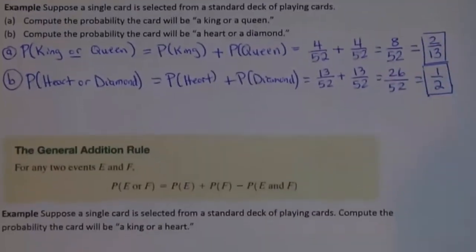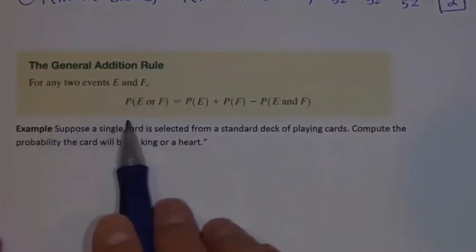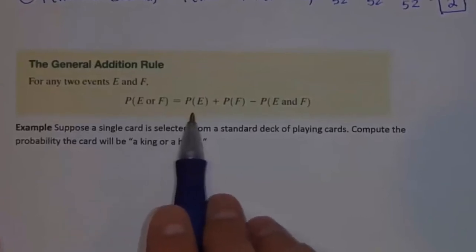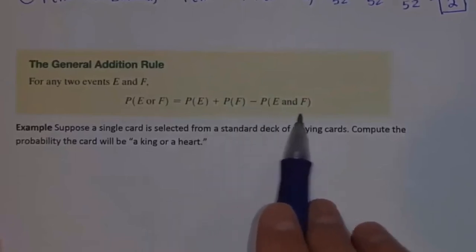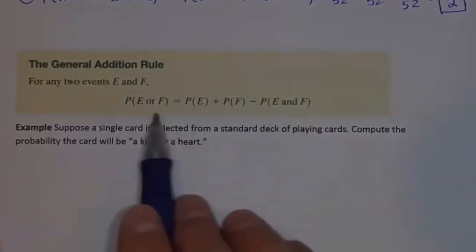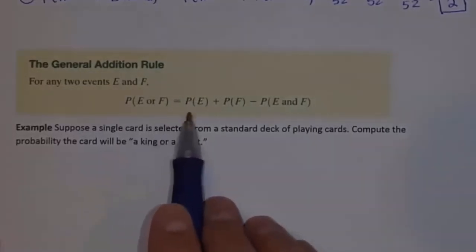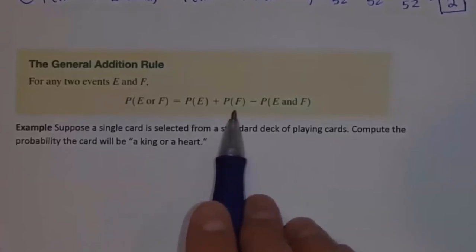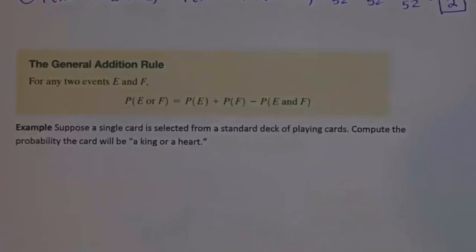Now, what if they're not disjoint? For any two events, E and F, the probability of E or F is equal to the probability of E plus the probability of F minus the probability of E and F both occurring. So again, notice this is the probability of E or F occurring. That's going to just equal the probability of E occurring plus the probability of F occurring minus the probability of both occurring at the same time.